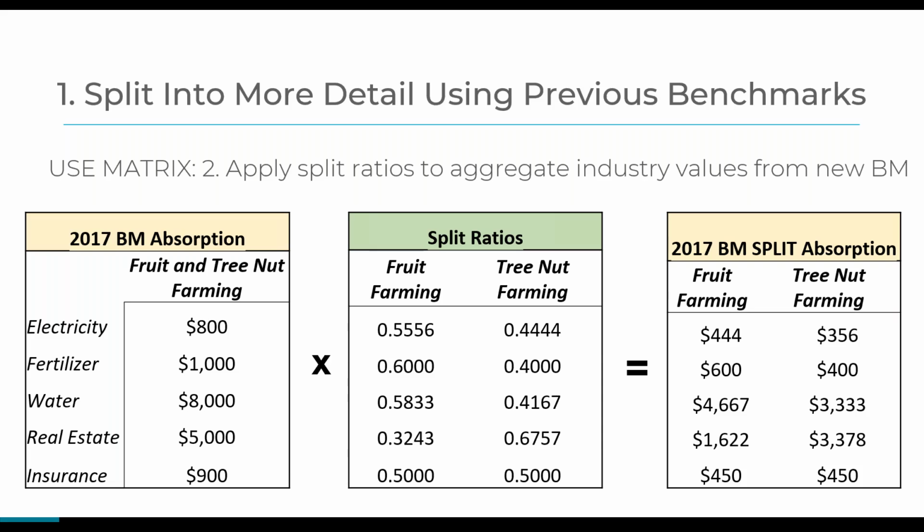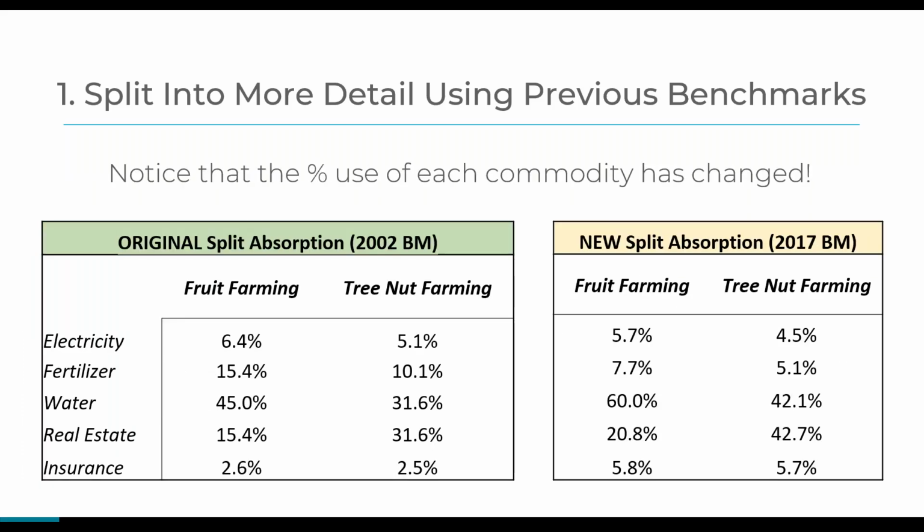So you'll see that they both still buy, remember how insurance, they both spent the same amount previously, so you'll see that they both are still spending the same amount relative to one another. But they're spending more than they did in 2002 because we're using the 2017 number of $900, but we're splitting it using the 2002 number. So we're only using the old data to split between the two.